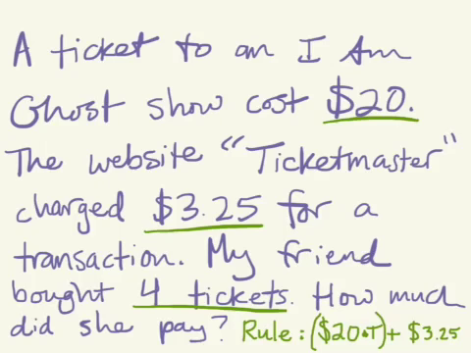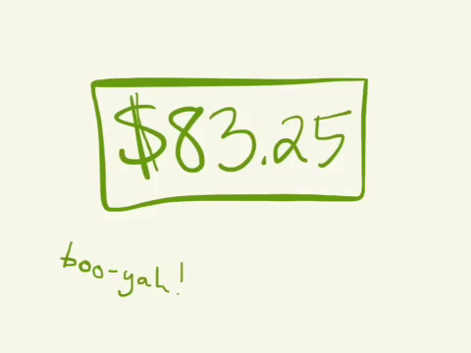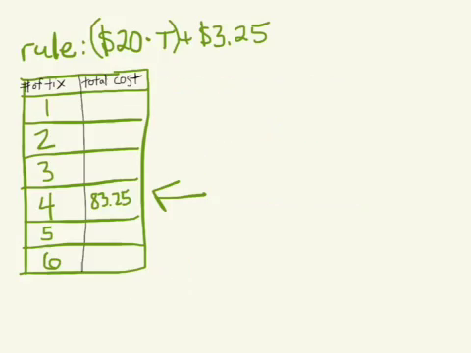So we should be able to plug it in. If my friend bought 4 tickets, we can use that rule and figure out how much 4 tickets would cost. So 20 times the number of tickets, or 4, 20 times 4 would be $80, plus the $3.25 brings us to a grand total of $83.25. Now we can use a function table to figure out how much different amounts of tickets. We can plug in our total cost for 4 tickets, and we can work backwards and forwards from there.